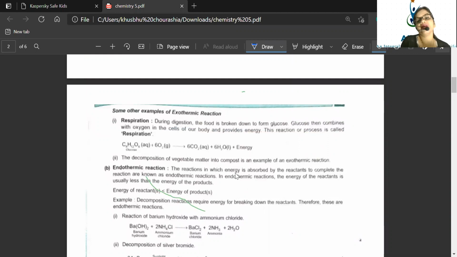Now look here, beta. The next important point is respiration. Now let's see, is respiration exothermic or endothermic? Yesterday many people were having confusion about whether respiration is exothermic or endothermic.